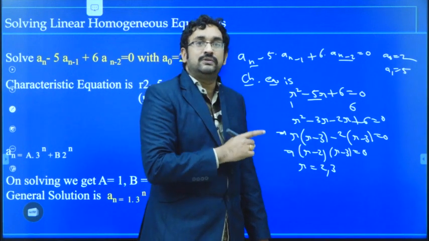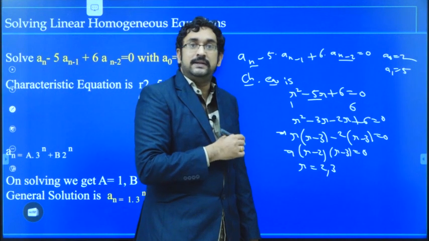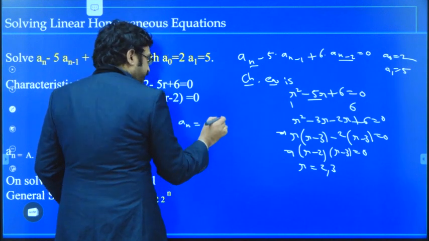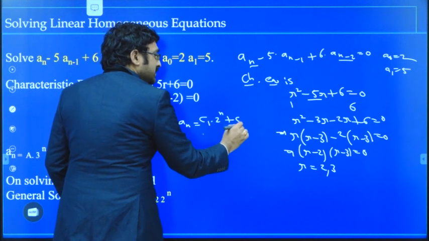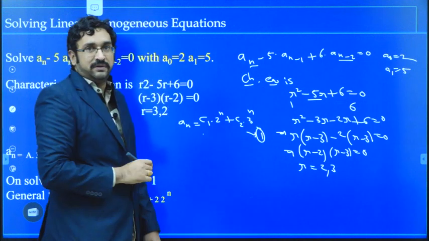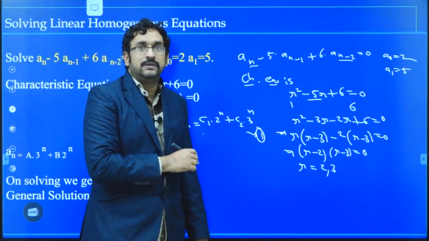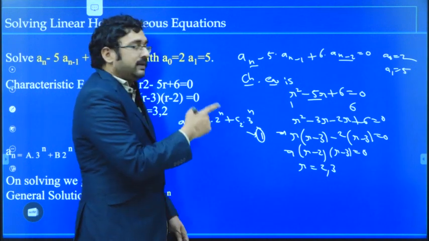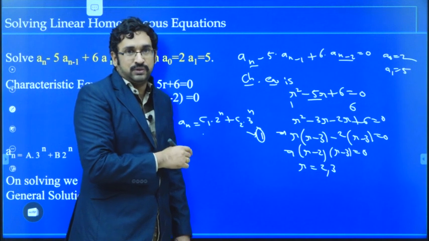That implies r = 2, 3. So here we have two real and distinct roots. So we know the formula: if roots are real and distinct, then the general solution will be a_n = c1 * 2^n + c2 * 3^n. Assume it as equation number 1. If initial conditions are not given, this will be the final solution. If initial conditions are given, by substituting n = 0 and 1 in the equation, we can obtain the values of c1 and c2.